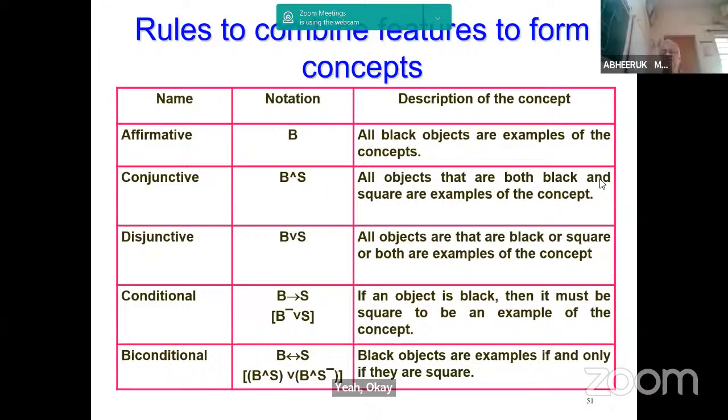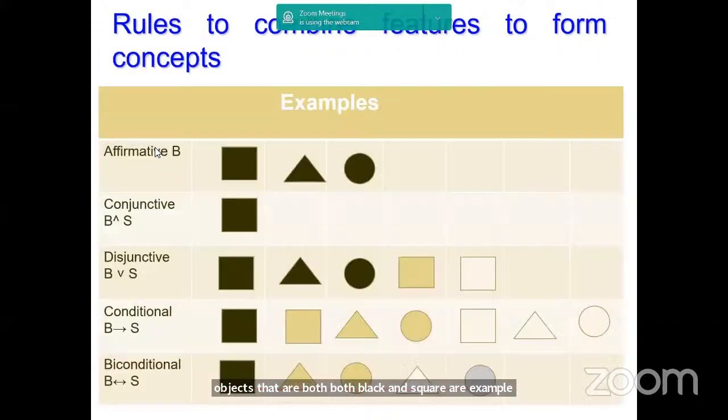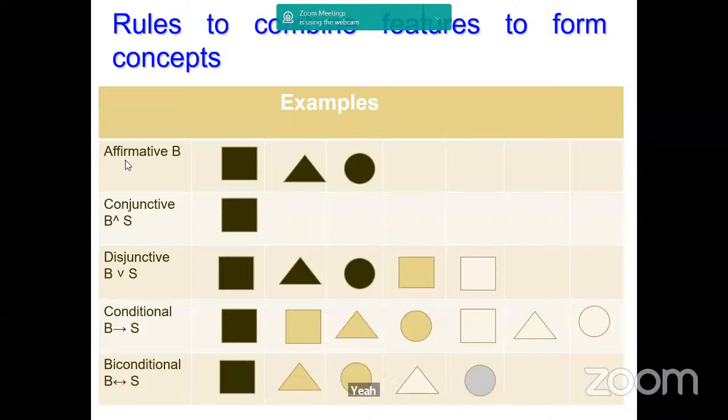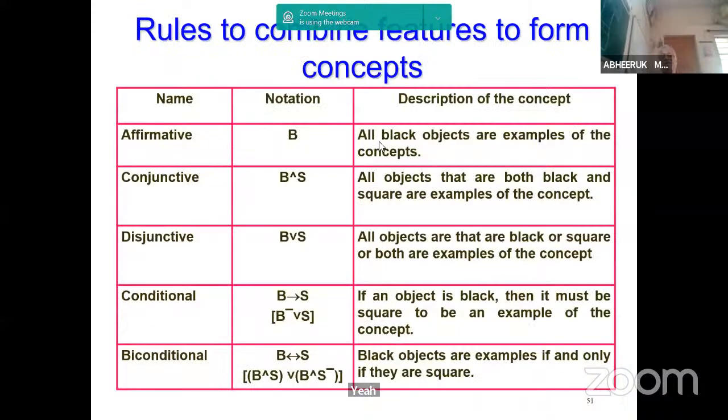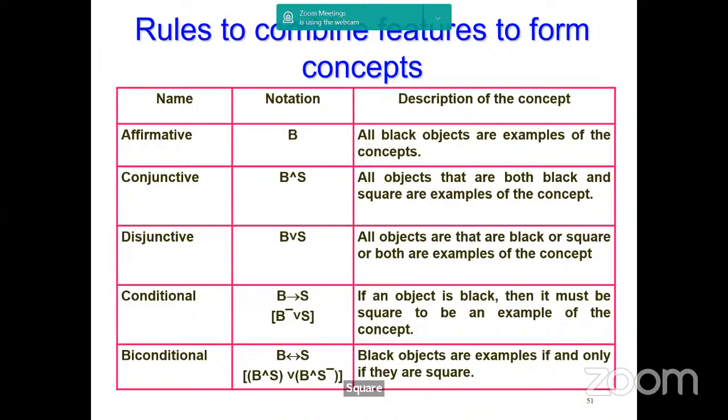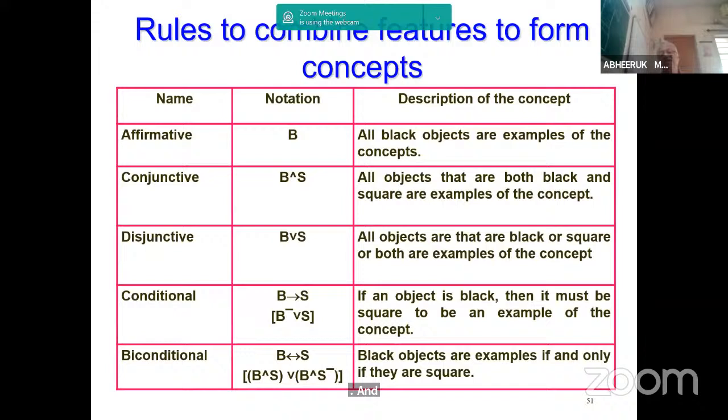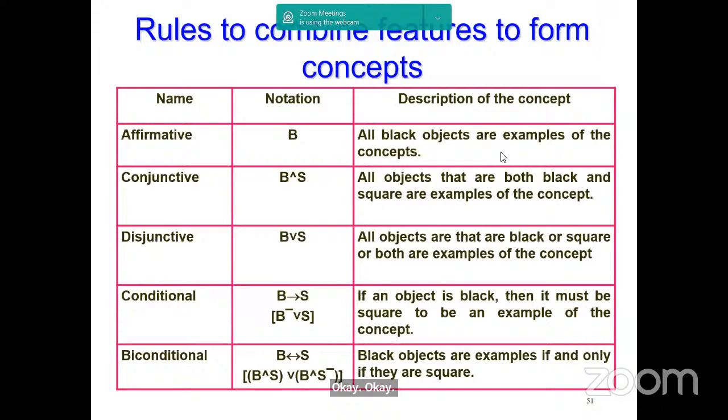All objects that are both black and square are examples of. Just here, first example. Let's see. Here, two things. There are different types of geometrical objects. They have different colors and different shapes. Shapes are circle, rectangle, square, circle, square, triangle. And colors are white, yellow, black. Now, from all these things, we are selecting that particular concept: all black objects are examples of the concept.